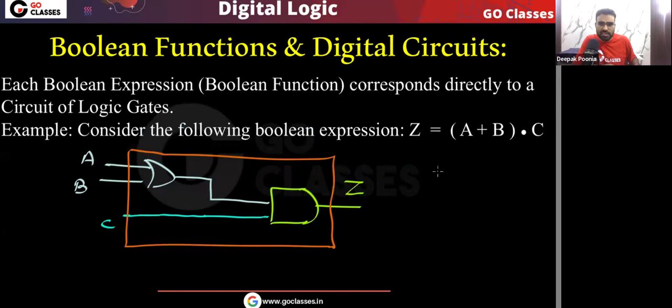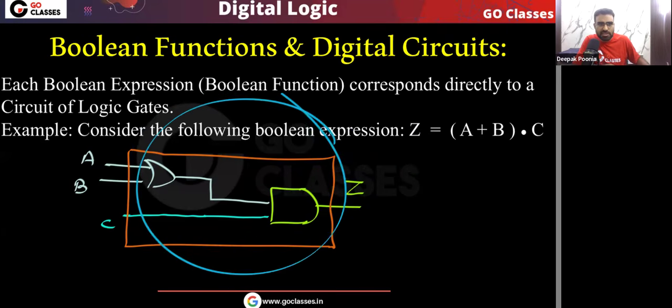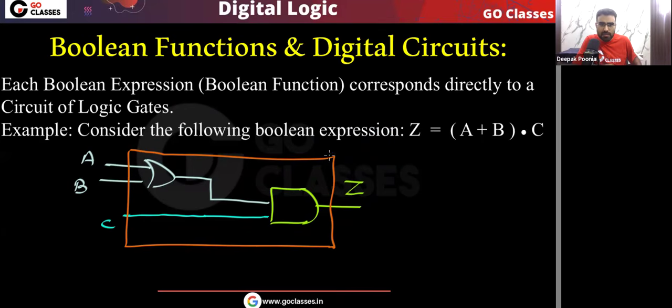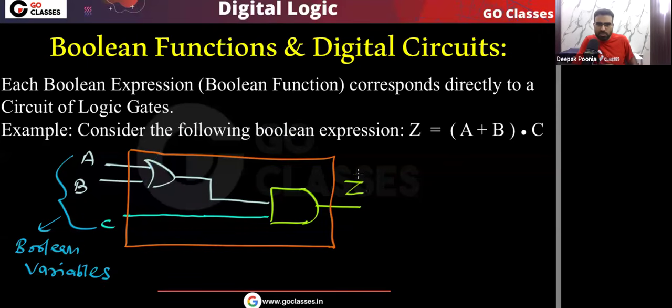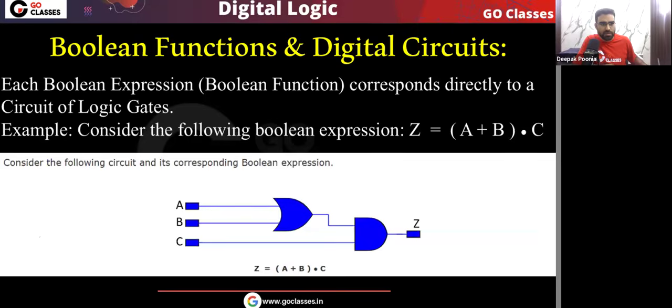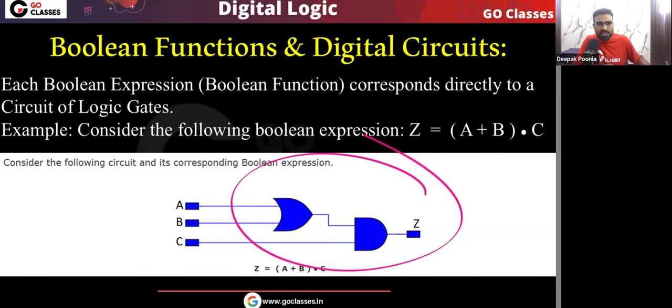So what we will say? We will say that this Z is implemented by this digital circuit, or I can say this Z is realized by this digital circuit. Here you can easily see that the inputs are the Boolean variables. Then we have this digital circuit using the logic gates, and this output is the Boolean function, or I can say Boolean expression, that we are implementing using this digital circuit. Very simple. I hope you understood. So for this expression, we can easily create this digital circuit using the logic gates.